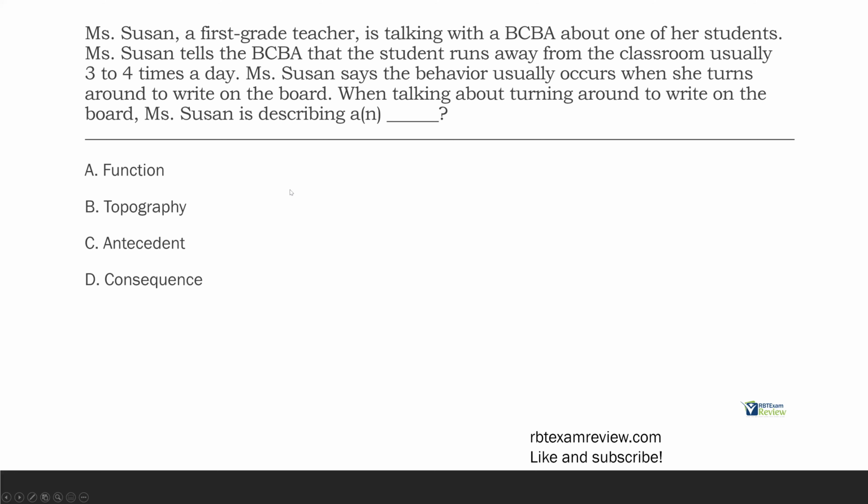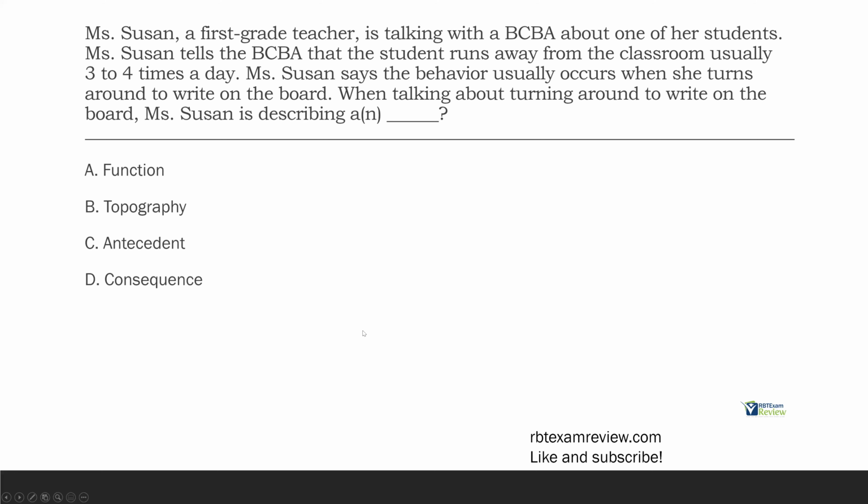What about topography? Topography is a description of what the behavior looks like. Now, we know Miss Susan turns around to write on the board, but we don't get a really detailed description of this behavior. And again, it doesn't really matter, okay? Because Miss Susan is telling us this why? Because she's explaining what happens before the student runs away. And again, when we talk about what happens before a response, we're talking about an antecedent. And if we see C, that is going to be our answer.